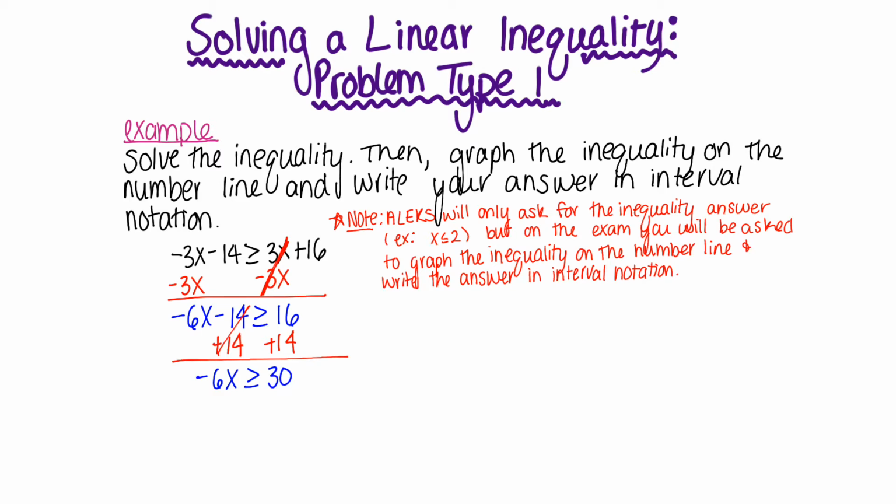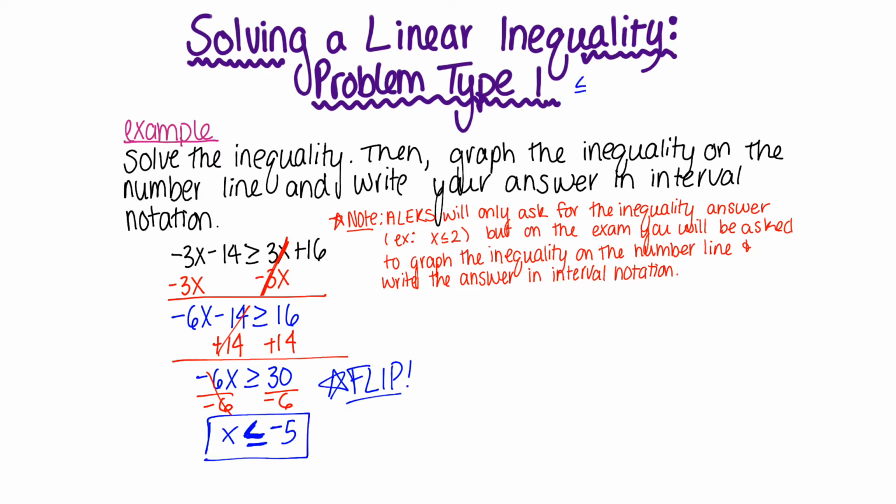Now to get x alone, we have to divide both sides by negative 6. But when you divide both sides by a negative number, you have to flip the inequality. And that's because I divided by a negative number. So we have x. I'm flipping the direction, so it's no longer pointed to the right, it's pointing towards the left. 30 divided by negative 6 is negative 5. So x is less than or equal to negative 5 is the answer Alex is looking for.